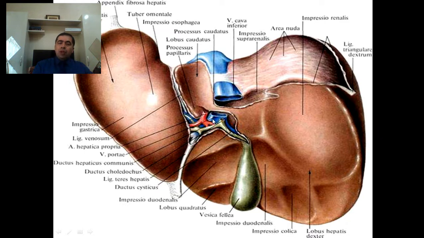The transverse groove is known as the porta hepatis. Porta is translated as door, for entering the proper hepatic artery and the portal vein. And from this door, from this porta, the common hepatic duct, ductus hepaticus communis, leaves the liver and it transmits the bile.